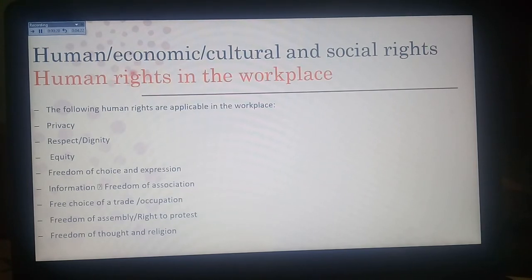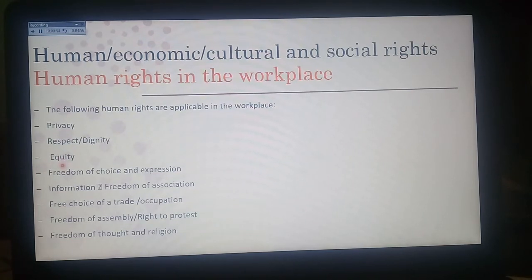We are looking at the human, economic, cultural, and social rights that employees have in the workplace. The following human rights are applicable in the workplace: privacy. Employees have a right to privacy in the workplace. Employees have a right to dignity and respect. You will not find a superior or manager disrespecting an employee. An employee can sue that manager for disrespecting, because they have a right to be respected and treated with dignity.